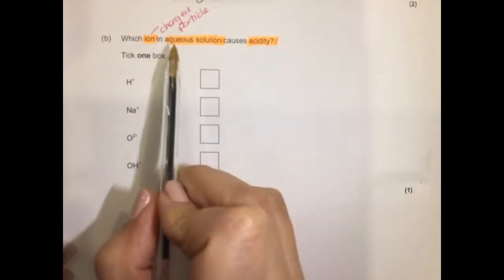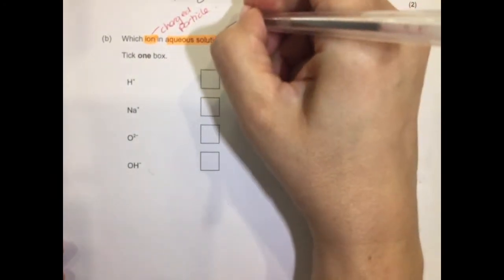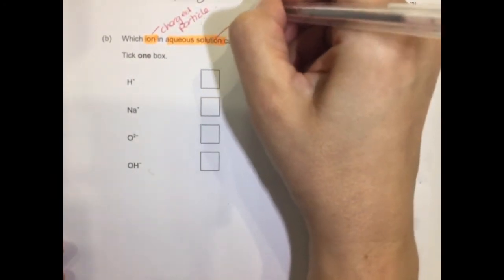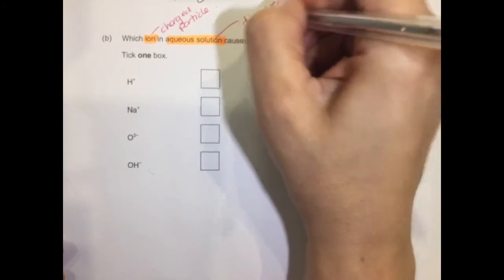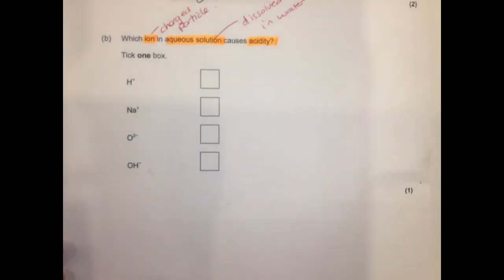Okay? And then we've got an aqueous solution. Now, aqua, we know, is to do with water, and a solution means something's dissolved in it. So an ion in an aqueous solution means something that's dissolved in water. So what this is saying is which charged particle dissolved in water causes acidity?